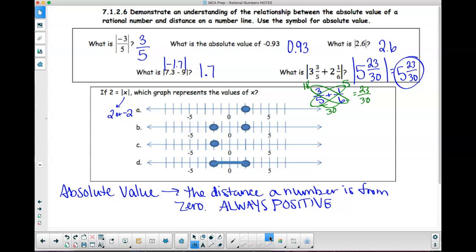Brinley. B. Okay. It can't be A because A only shows 2. C only shows negative 2. And D is showing 2 and negative 2, but everything else in between. And it can't be everything in between. Okay, it can only be 2 or negative 2, so that's why it has to be B. Okay, I know that was a lot, right?